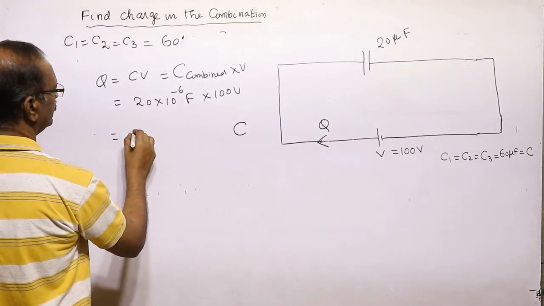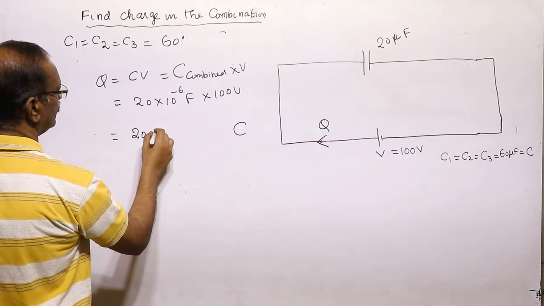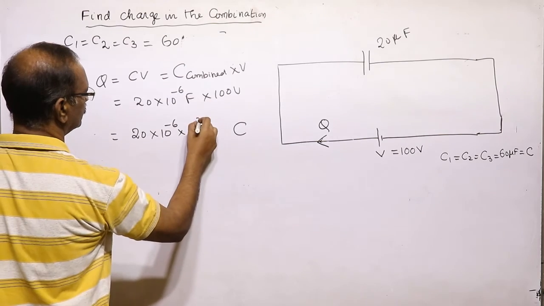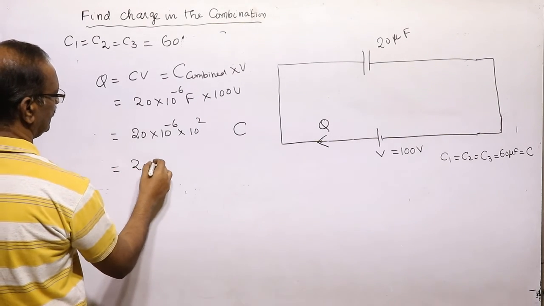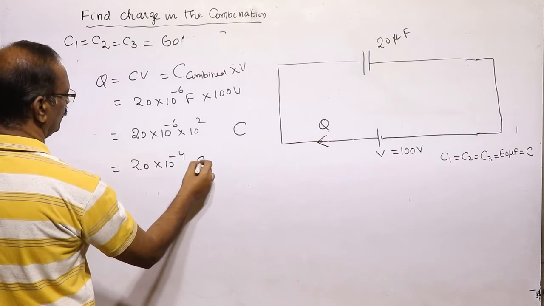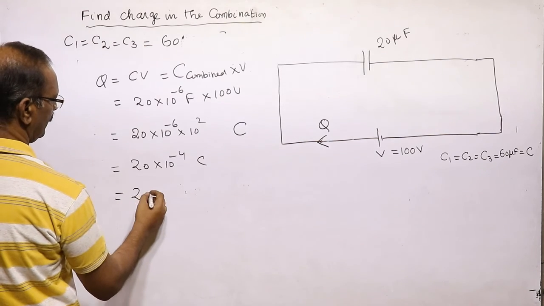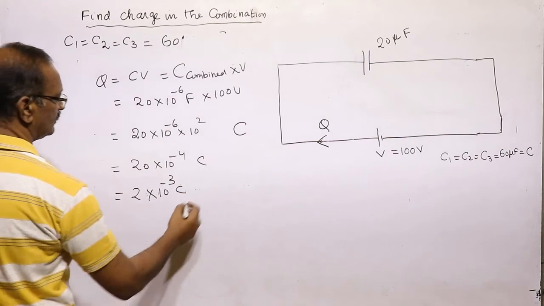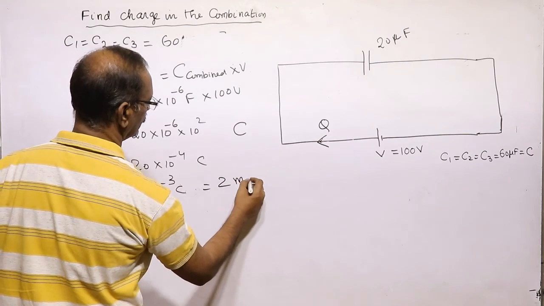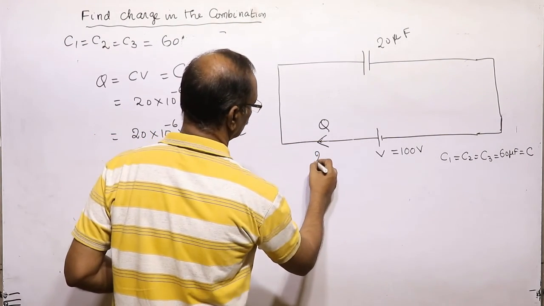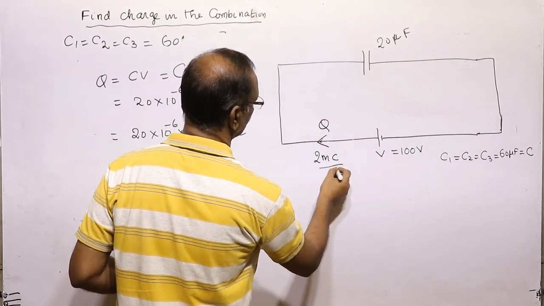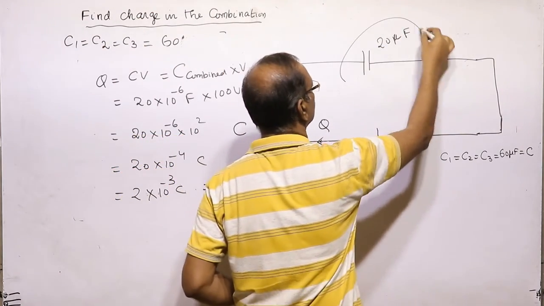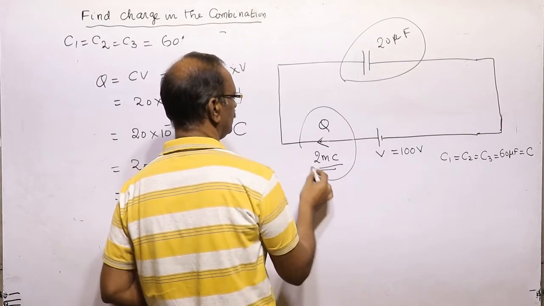This becomes 20 into 10 to the power minus 6 into 10 to the power 2, is equal to 20 into 10 to the power minus 4 coulomb, is equal to 2 into 10 to the power minus 3 coulomb, or 2 millicoulomb. The charge is equal to 2 millicoulomb in this circuit. And the net equivalent capacitance is 20 microfarad.